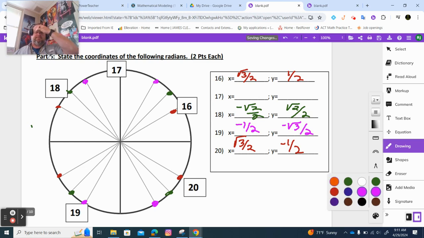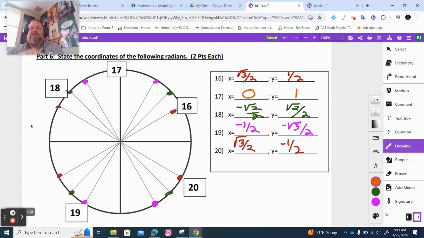All right. So 17, what's the x? 0. What's the y? 1. Is this not getting easier by now? Is it getting a little bit easier? Told y'all it would. Trust the J. Okay. So there's a reason why. All right. So that's it. That's our test. Test is tomorrow.